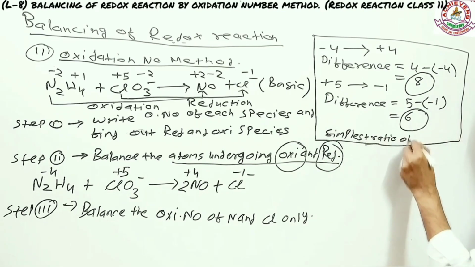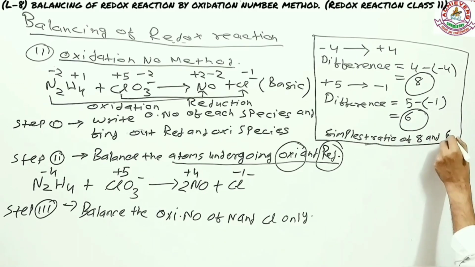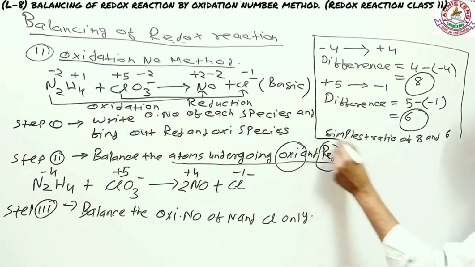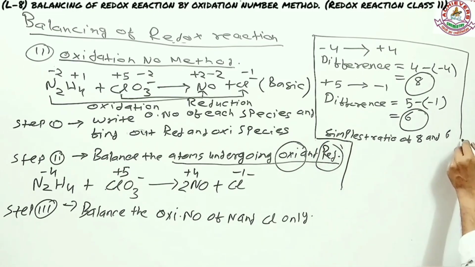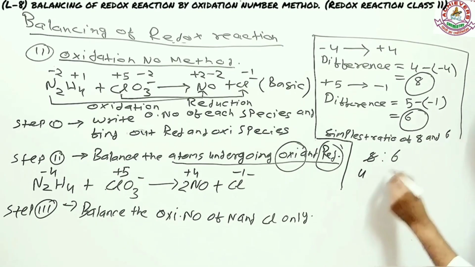Simplest ratio of 8 and 6. So I'm trying to find out the simplest ratio of 8 and 6. So what the ratio is going to be? This is going to be like 8:6. So this is going to be 4:3.